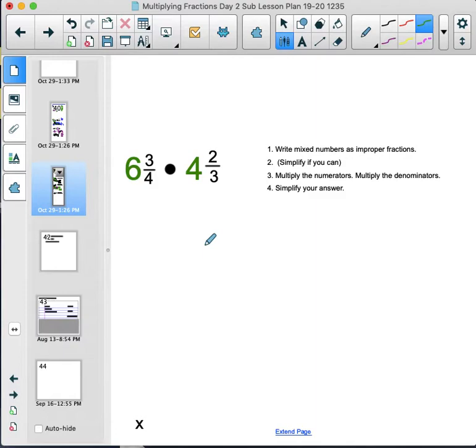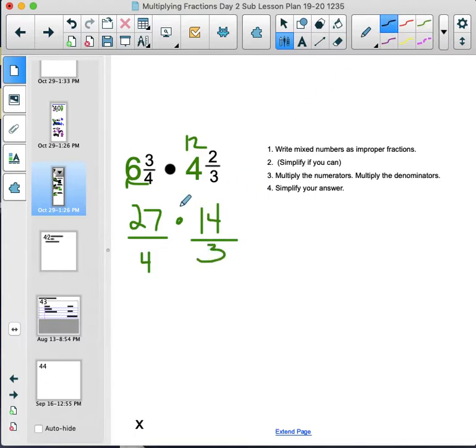All right, last problem, last example of the day. We have 6 3/4 times 4 2/3. Go ahead and pause it and then start it when you're ready. All right, let's check it. 6 times 4 is 24, plus 3 is 27. So I have 27/4 times 3 times 4 is 12, plus 2 is 14/3.